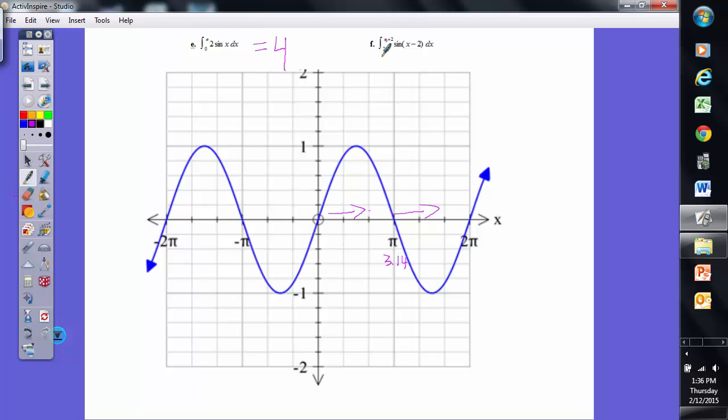But your limits of integration are also shifting to the right 2 units. Remember, the original was from 0 to pi of sine of x dx. Well, if you add 2 to the bottom limit of integration, and you add 2 to the top limit of integration, and you move the whole graph to the right 2 units, nothing changes. Everything's the same exact size. So your answer is still 2.